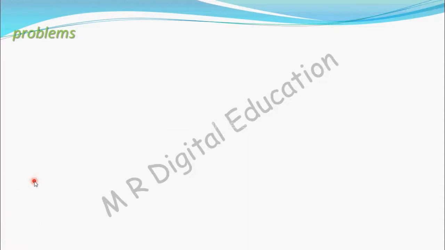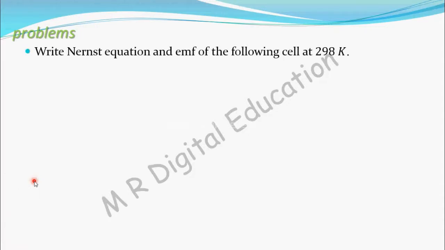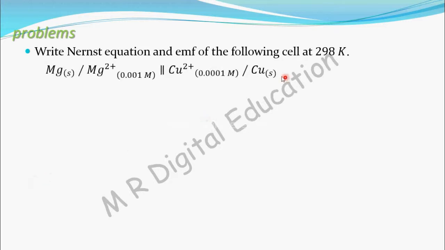Let's see a problem. Write the Nernst equation and EMF of the following cell at 298 Kelvin. He has given this cell representation. We have to write the Nernst equation and find the EMF of the cell.